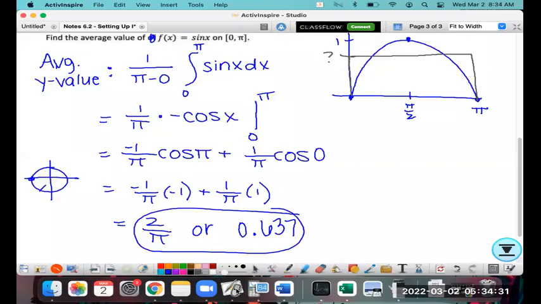And I would say that that's a good estimate up there. My drawing looks slightly above half. So I like it. Let me know if you have any questions. This is the end of this video lecture.